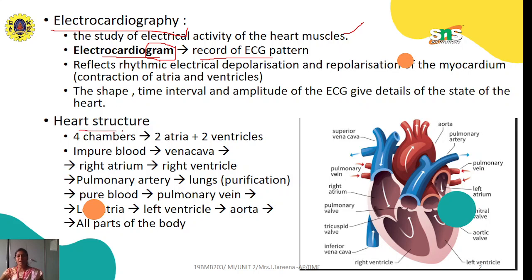Okay, so this is the basic one, the heart structure. You know what a heart is and how it looks. If you close your fist like this, this is going to be the size of your heart. You have four chambers, two atria and two ventricles.